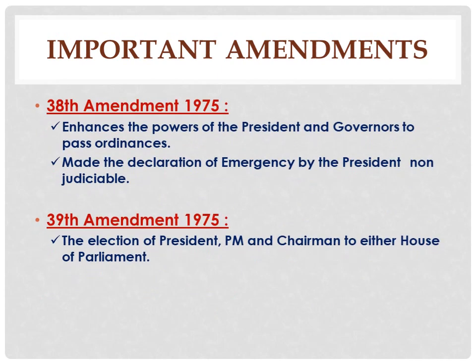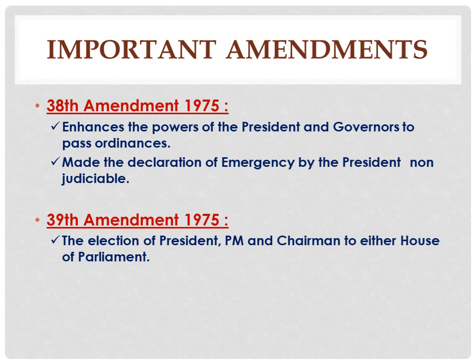The next important amendment is the 38th Amendment, which was made in 1975. It sought to make the declaration of emergency non-justiciable, placing it beyond the jurisdiction of courts, as well as the ordinances and proclamations of emergencies issued by the President and governors.